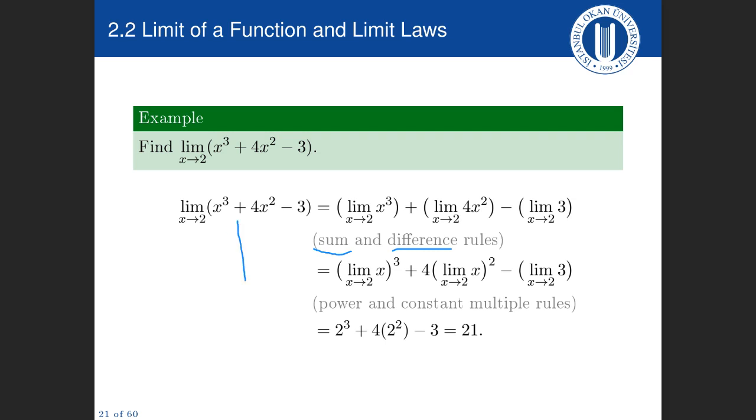The sum rule says anytime we see a plus, we can split the limit into two at this point, and anytime we see a minus sign, we can split the limit into two. So what we get is the limit as x tends to 2 of x cubed, plus the limit as x tends to 2 of 4x squared, minus the limit as x tends to 2 of 3.